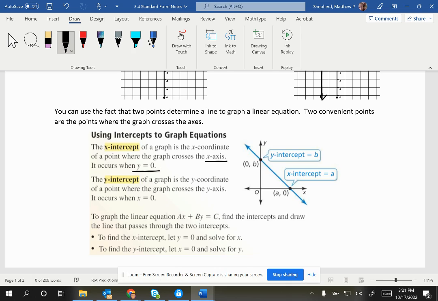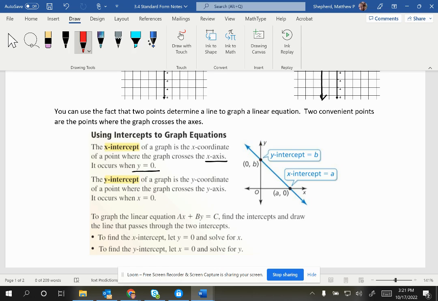So let's even look at the x-intercept they've drawn right here. So our x-intercept is right here. And notice what the y value would be. The y value is going to be at 0. Okay, similar thing, but switched for the y-intercept. It crosses the y-axis, and that value is going to be where the x is equal to 0.